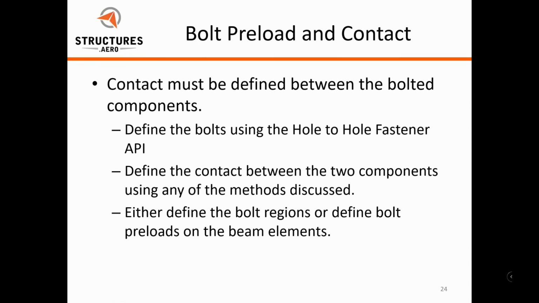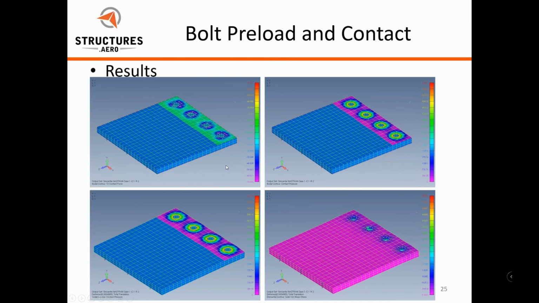So yeah, I think one of the questions I see here is exactly this. It really doesn't matter which way you do it. If you define the preload on the beam elements, it's going to create regions. If you create regions, you're going to select regions to define the load. I usually use the beam elements actually. So if I'm going to use bolt preload and contact, I just define it on the elements because I don't have that extra step. And it allows me just to create my load definition and automatically creates the regions. Okay, so we took a look at those results right there, the pressure, the contact force.